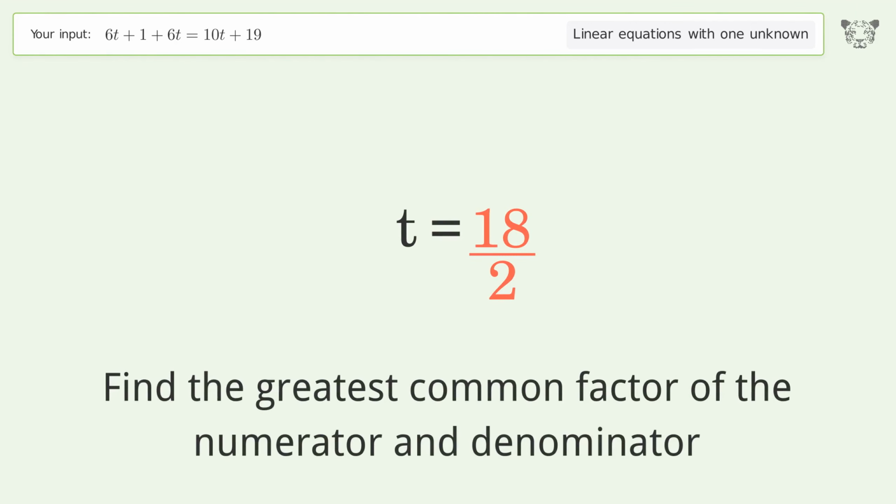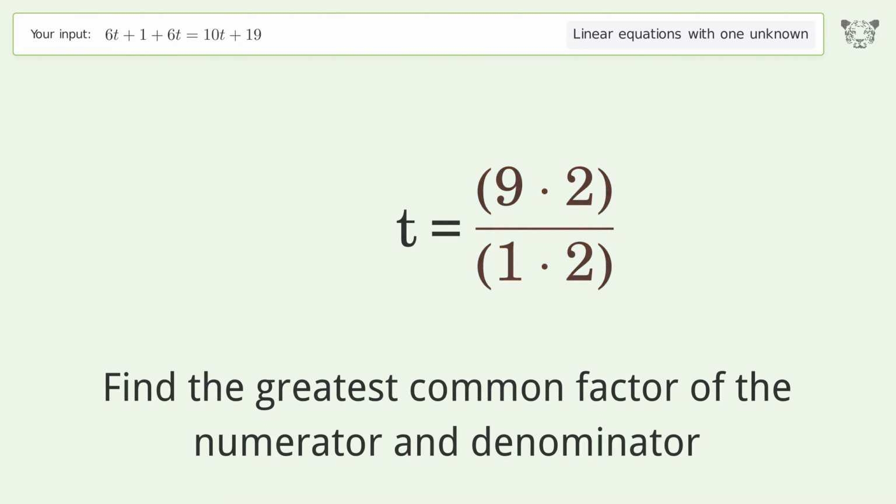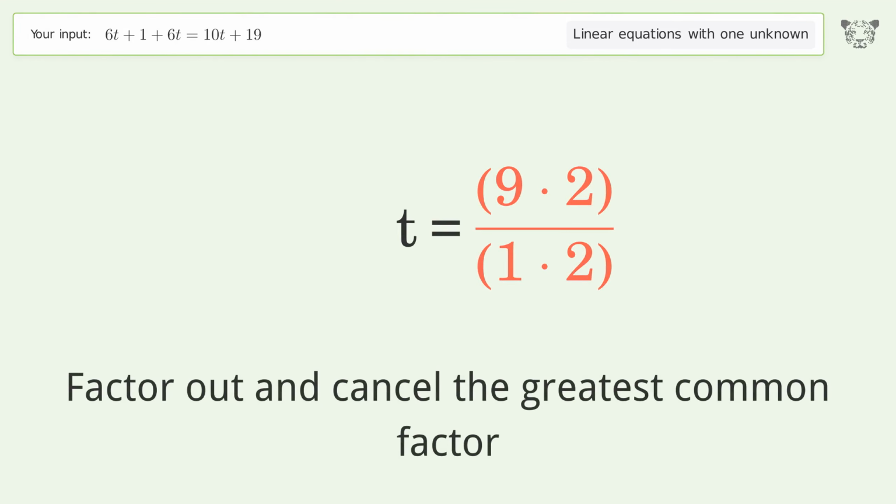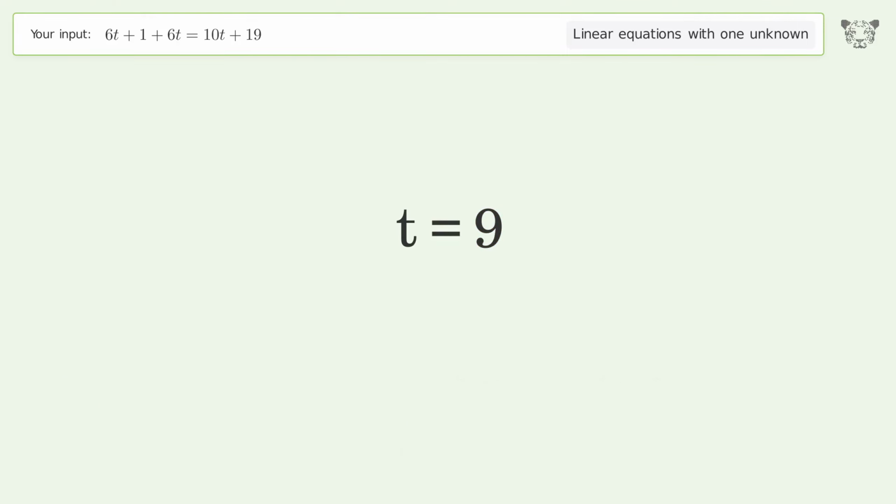Find the greatest common factor of the numerator and denominator. Factor out and cancel the greatest common factor. And so the final result is t equals 9.